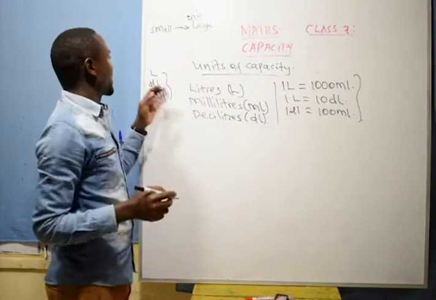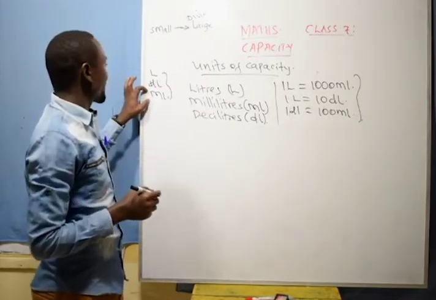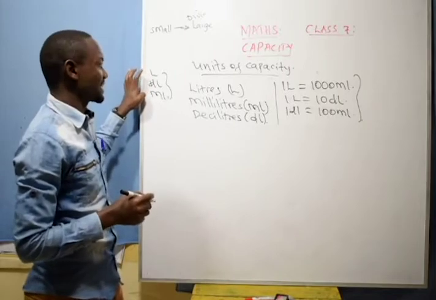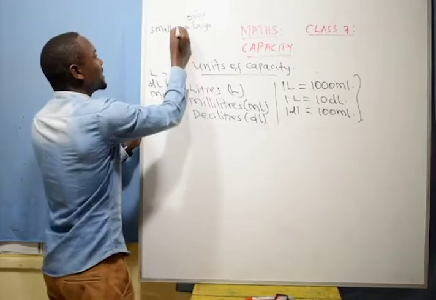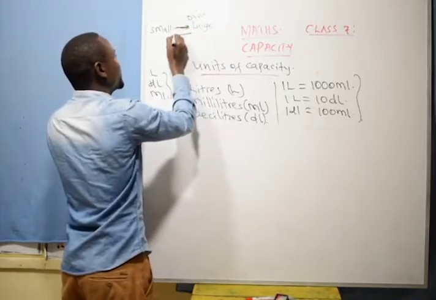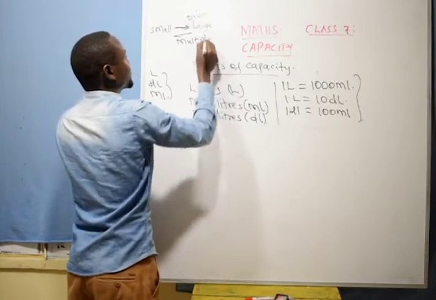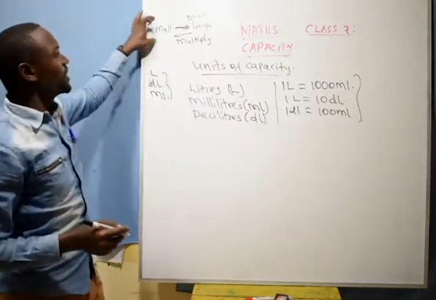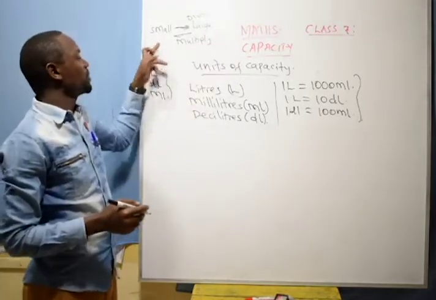When you're converting a small unit to a large unit, for example, converting milliliters to liters, you divide. And the vice versa, that is from large unit to small unit, we multiply. From small unit to large unit, we divide. From large unit to small unit, we multiply.